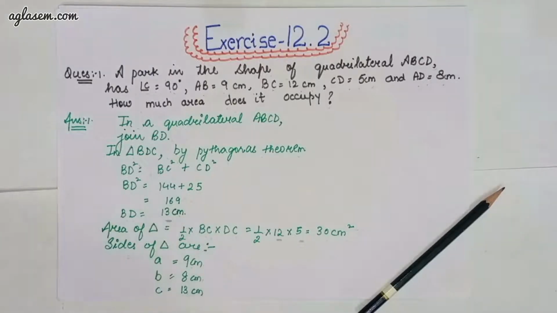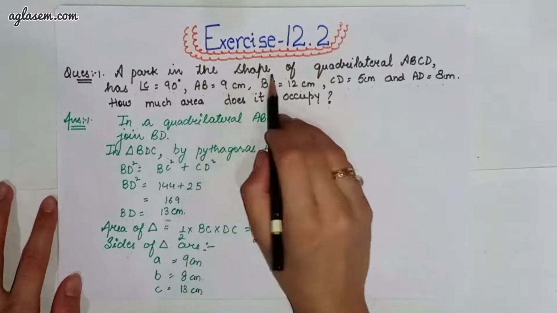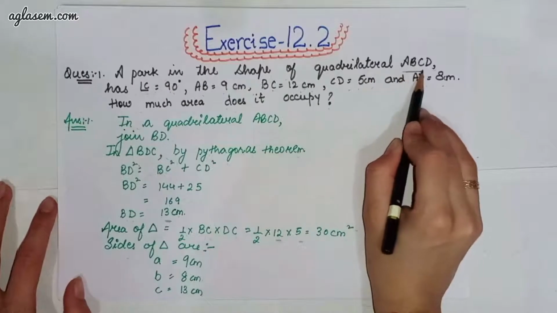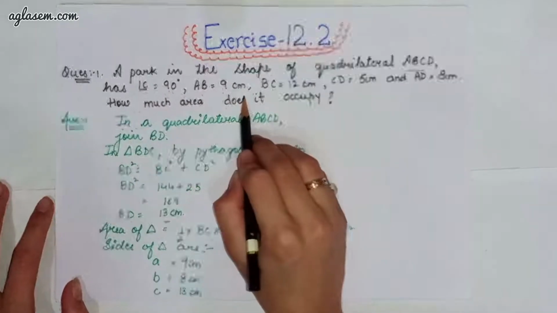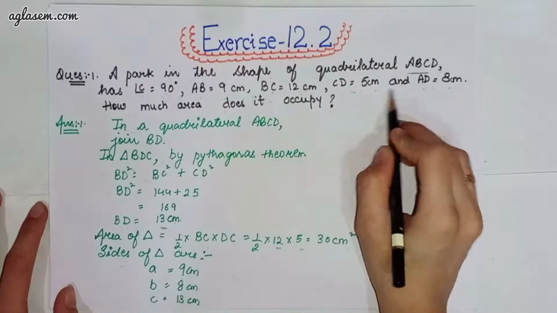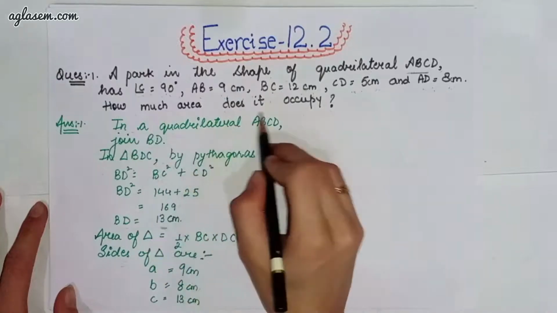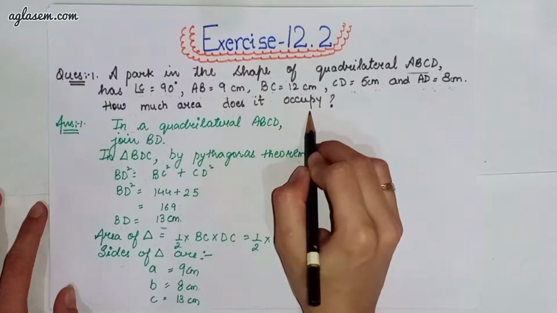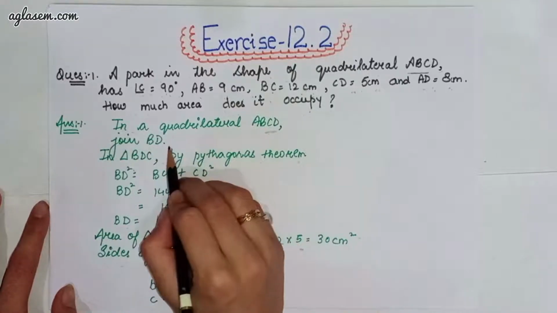So starting with the second exercise, our first question says a park in the shape of a quadrilateral ABCD has angle C 90 degrees, AB 3 cm, BC 12 cm, CD 5 cm and AD 8 cm. So how much area does it occupy? The answer is, in quadrilateral ABCD, we have to join BD.